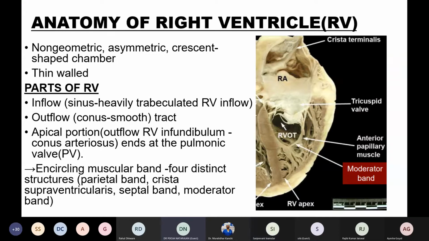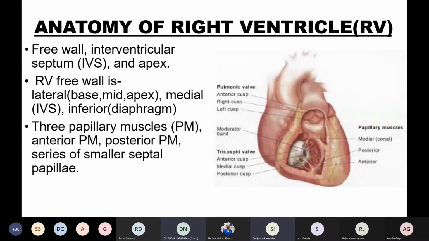It has muscular bands, four distinct structures to name: parietal band, crista supraventricularis, septal band, and the moderator band. So it has the free wall, the IVS, and the apex. The lateral wall can be divided into base, mid, and apex, the medial is the interventricular septum, and the inferior part is the diaphragm. It has 3 papillary muscles, the third one being a series of small septal papillary muscles. Am I clear, sir? Yeah, it's clear as of now. Thank you, sir.